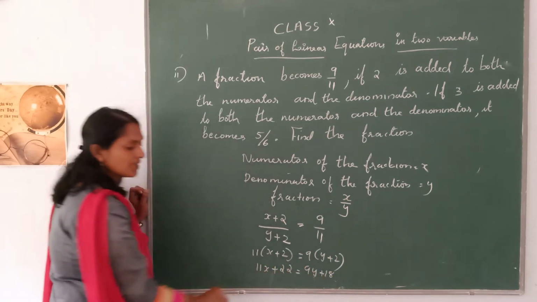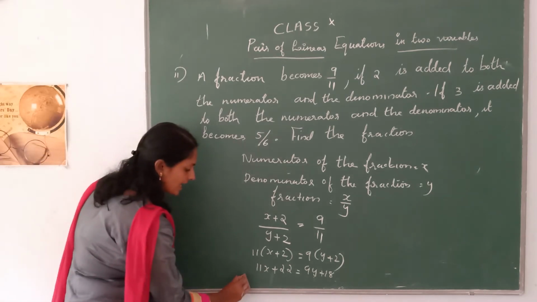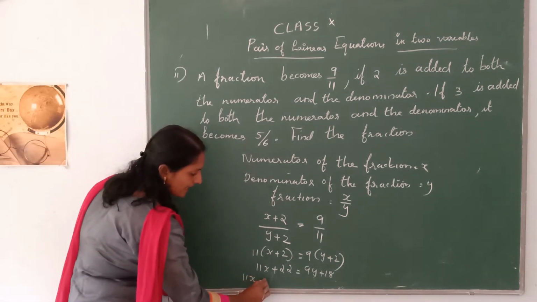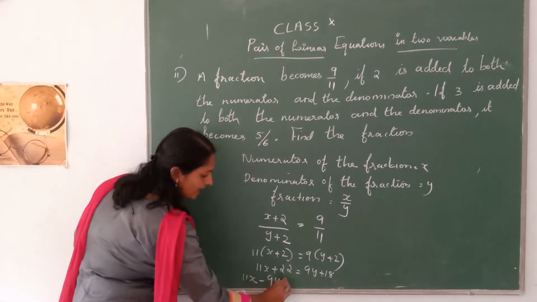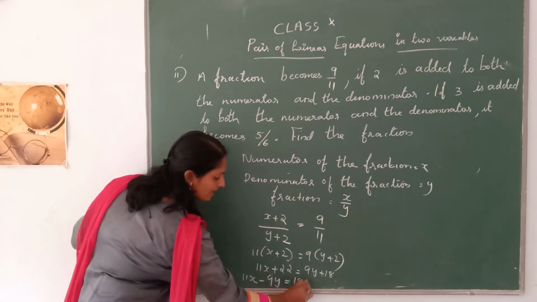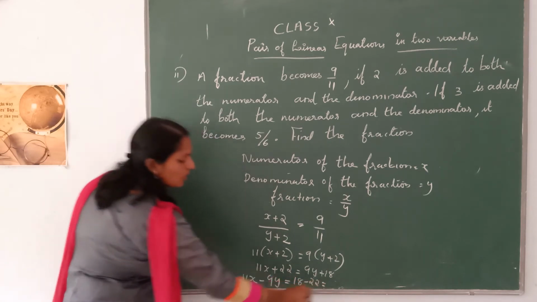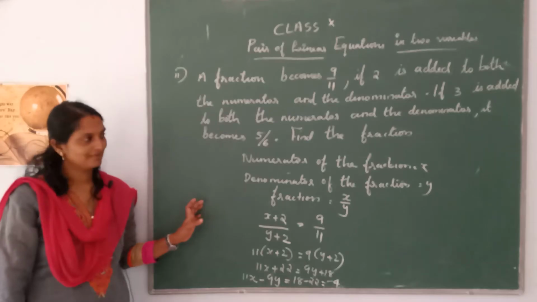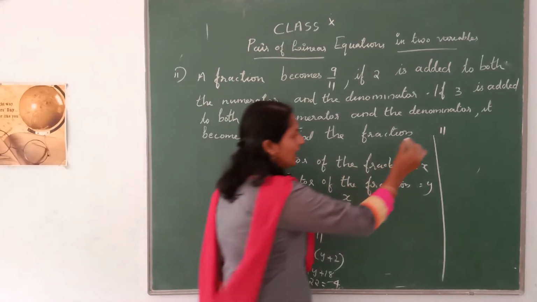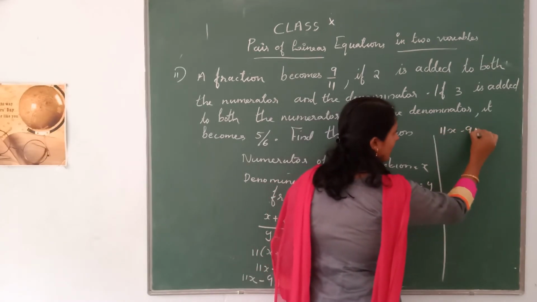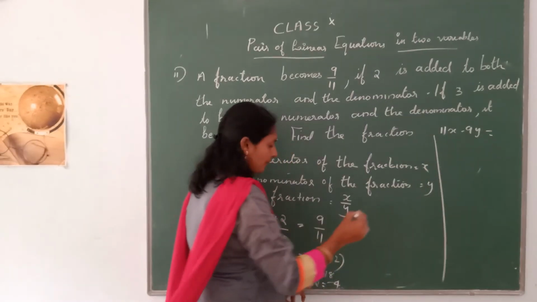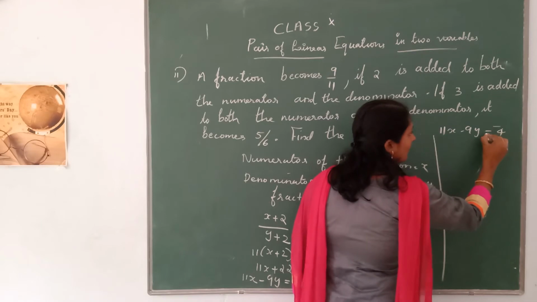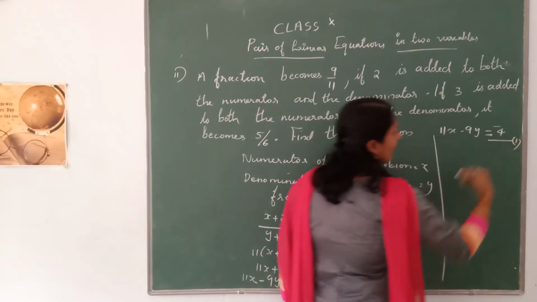Then transpose 9y to LHS, that becomes 11x minus 9y is equal to 18 minus 22, that is equal to negative 4. That is the first equation: 11x minus 9y is equal to negative 4. This is equation number 1.